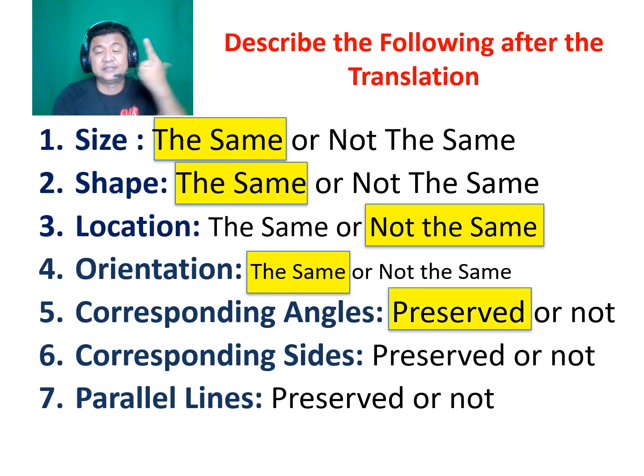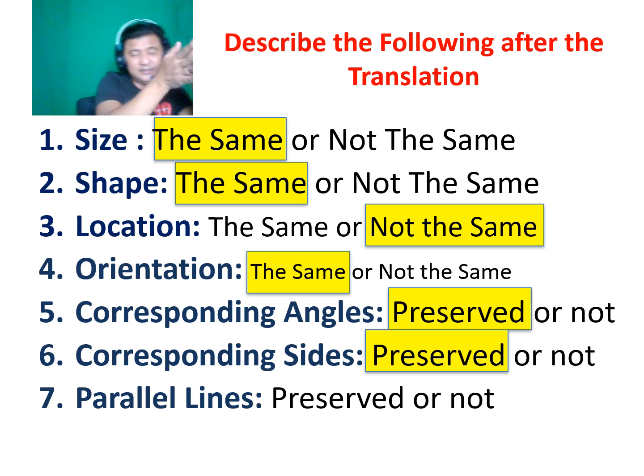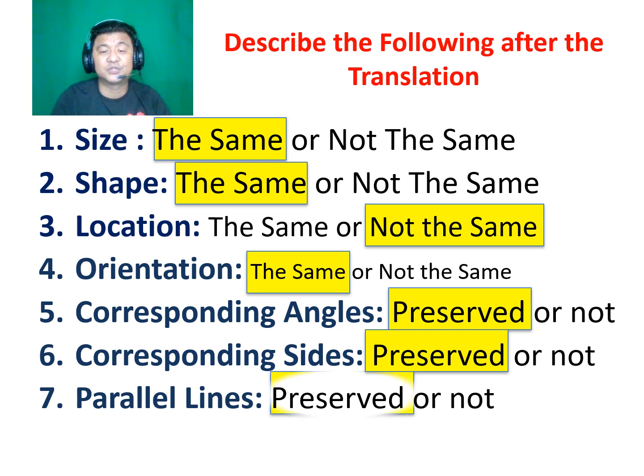How about the sides? If this is 3 inches, did it become 4 inches on the other side? No, it's still 3 inches. Correct, preserved. How about parallel lines? If the vertical part of the letter L is this skinny, did it become skinnier when it went there? No. The parallel lines are still parallel. So preserved. Now, remember this because these are the characteristics of translation.